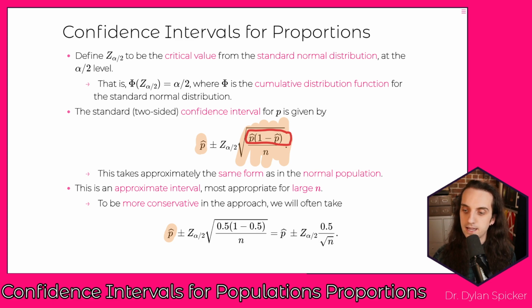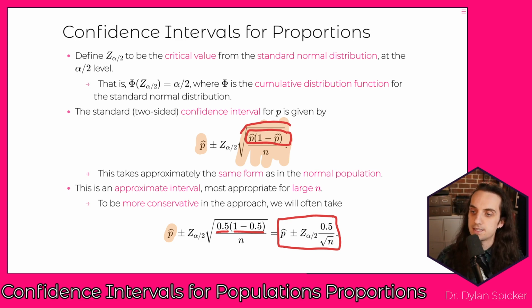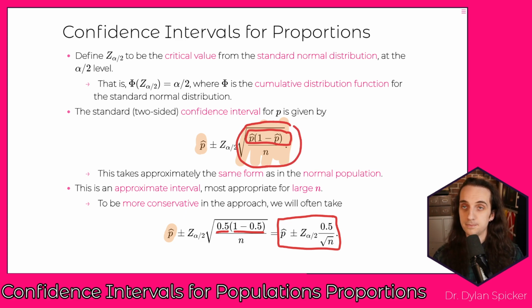And so what we can do instead is plug in 0.5 in this case, right? So that's 0.5 times 1 minus 0.5, which if we simplify it down, we get p hat plus or minus our critical value times 0.5 over the square root of n. And what we are doing with this is that it turns out that if we want to make this standard error as big as it can possibly be, then we make it as big as we possibly can by plugging in a value of 0.5. And the reason we want to make this as big as we can is because the bigger this term is, the wider the confidence interval is going to be, and the wider the confidence interval is, the more conservative we're being.